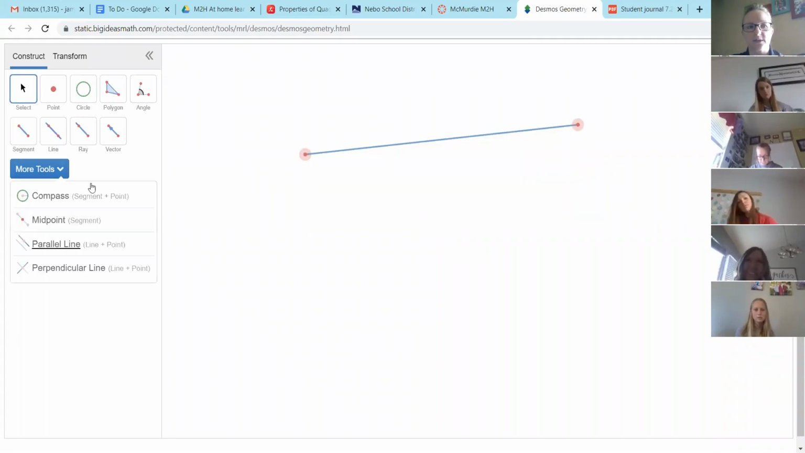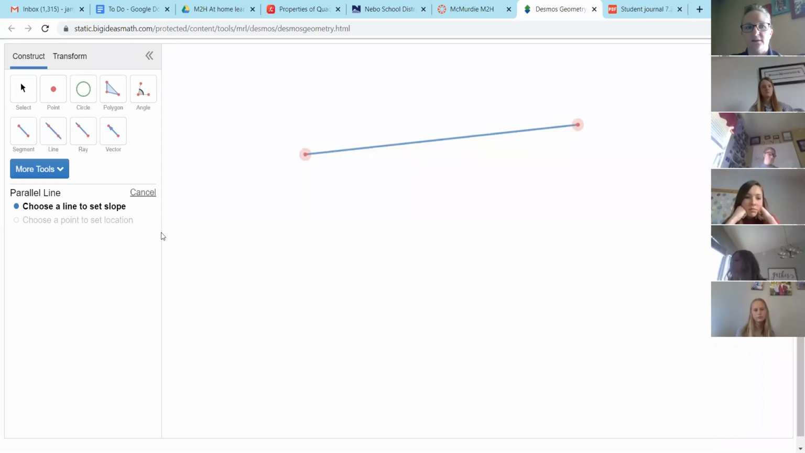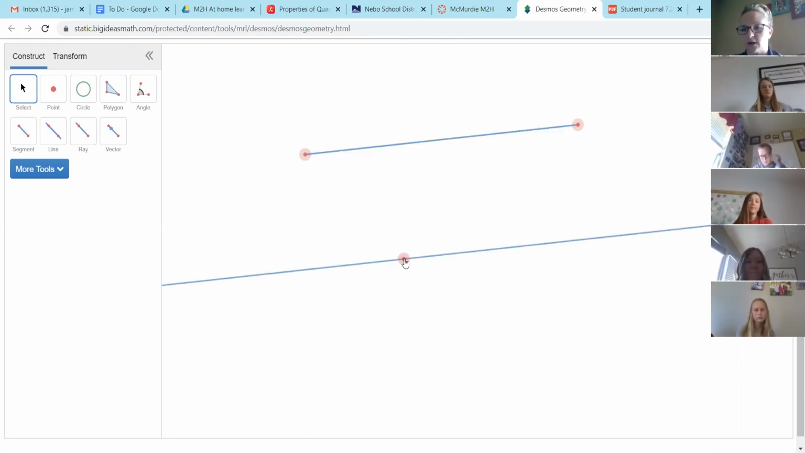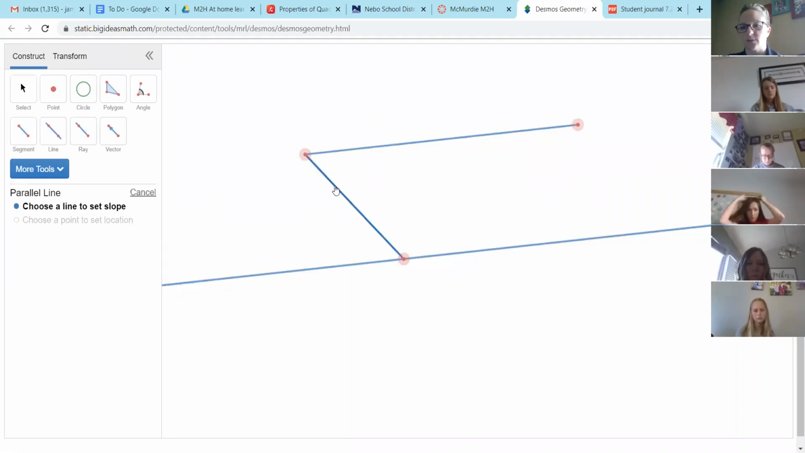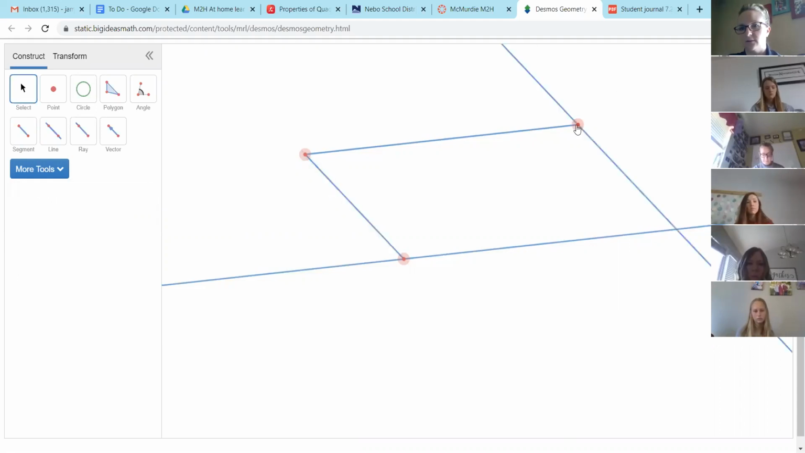You see this more tools thing over here? We can force the next line that we draw to be parallel. It says choose a line to set the slope. Click on it. Now, whatever I do, that line is going to be parallel to the one I already drew. So that's a good start for getting a parallelogram drawn. Then if I connect these two, I'm dang close to having my parallelogram. So I go to more tools and create parallel again, because this time I want it to be parallel to that one. And I've created a parallelogram.